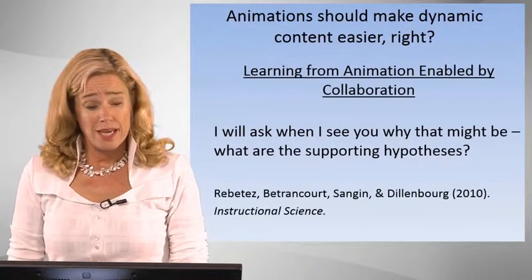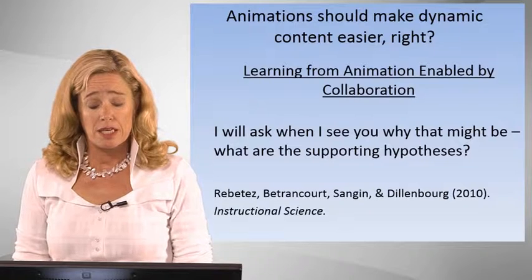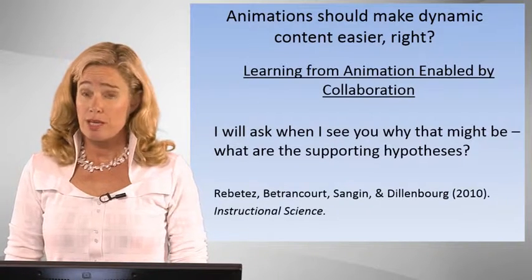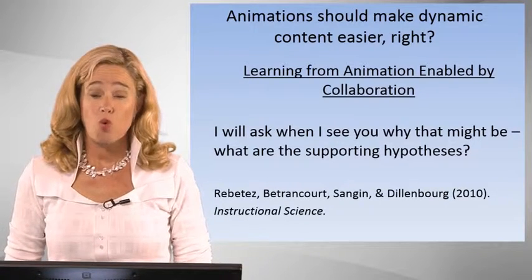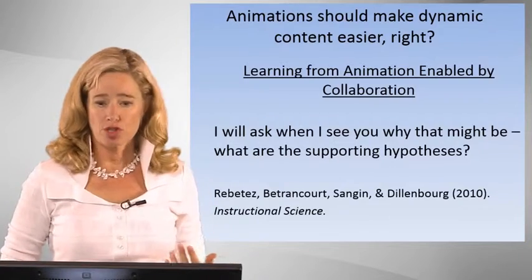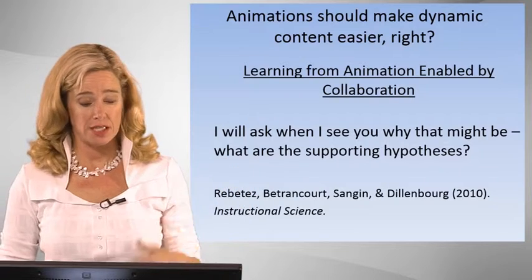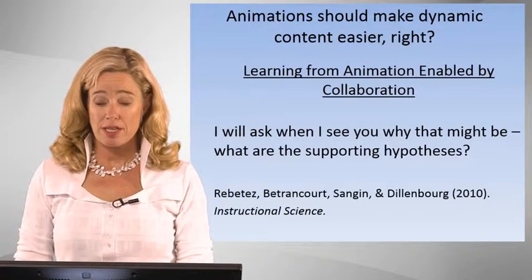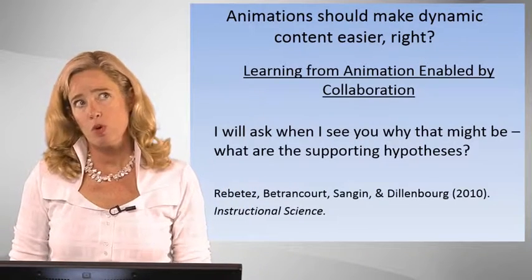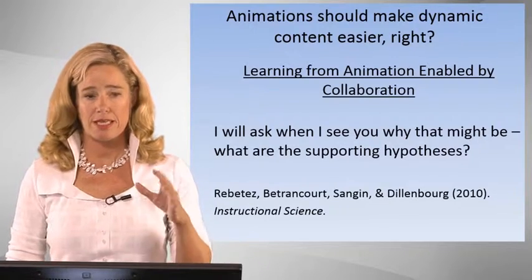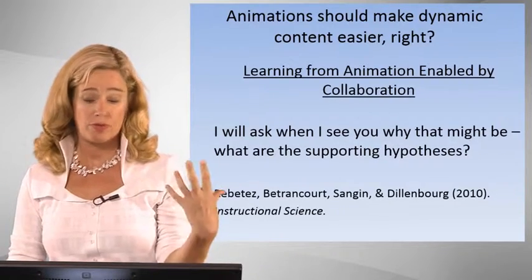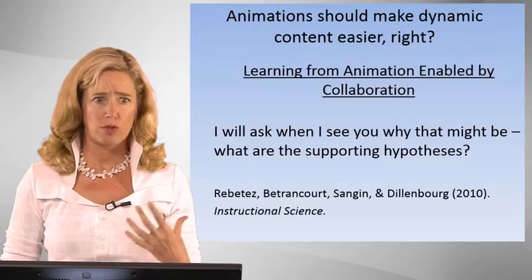It's from Rebouté, and the title is Learning from Animation Enabled by Collaboration. So putting animations in a learning object should make learning easier, right? Especially if it's dynamic, moving content. And I'll ask when I see you why you think this might be. What are some hypotheses that might support the idea that adding an animation would be helpful? And is there any reason why it would not be helpful?